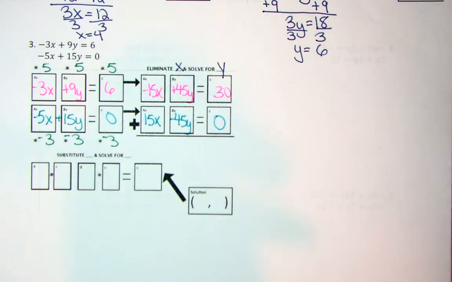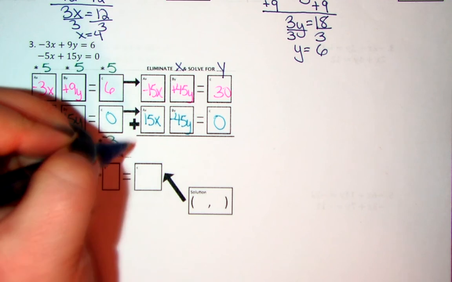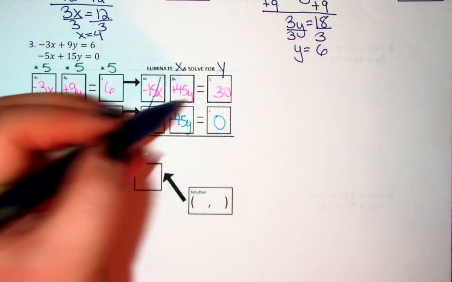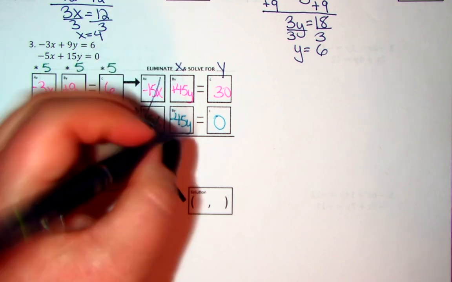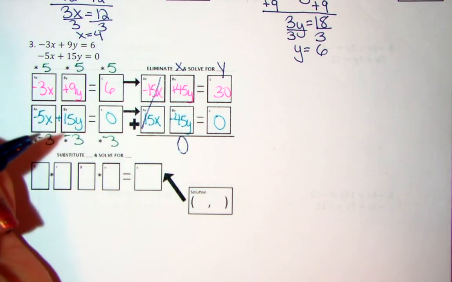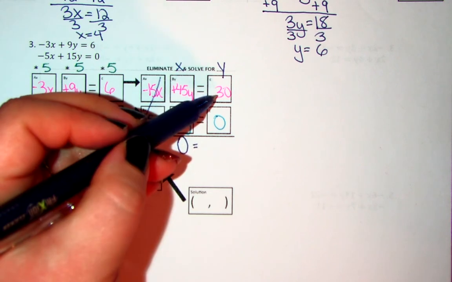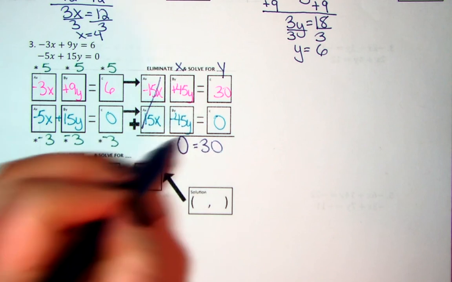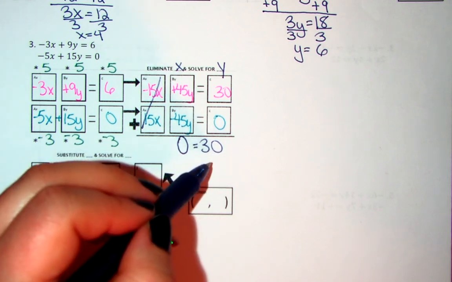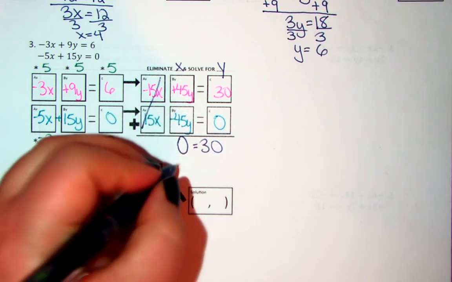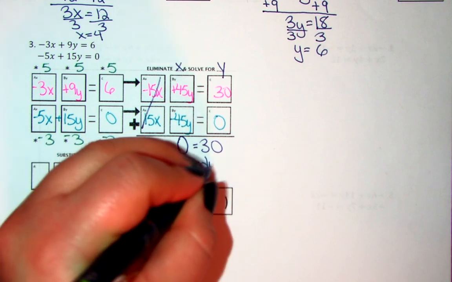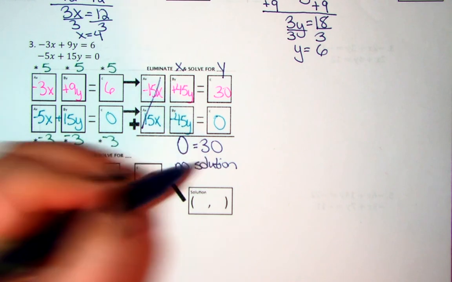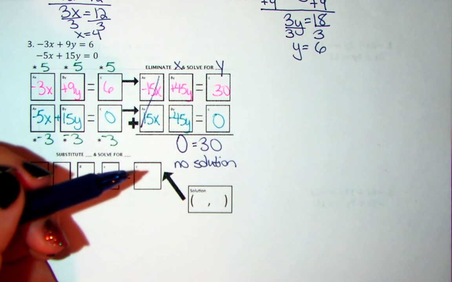Adding the two equations together, here we go. Negative 15x plus 15x, that cancels. 45y minus 45y, that cancels as well, which leaves us nothing on the left side. And on the right side, we have 30 plus 0, which is 30. Remember, when we get all of the variables to cancel out and we're left with a false statement, which this is, then our answer is no solution. If we were left with a true statement like 30 equals 30, then our answer would have been infinitely many solutions.